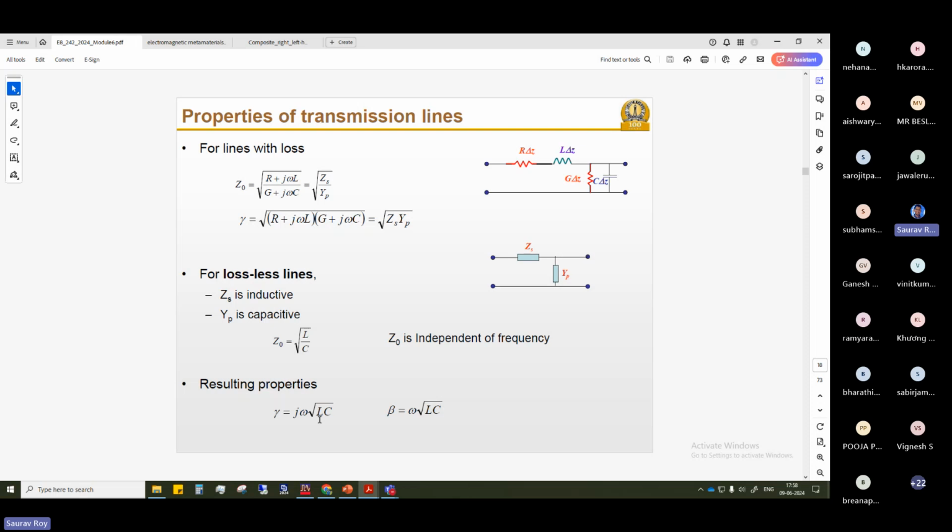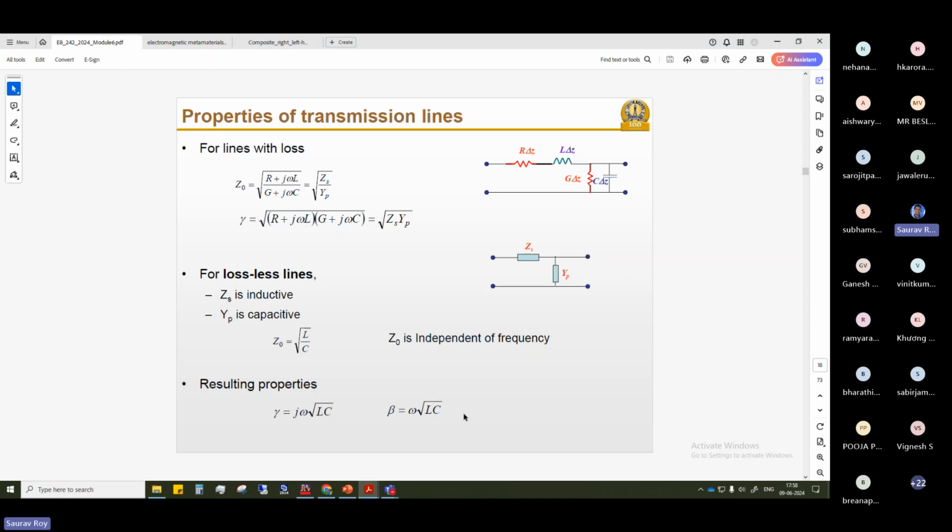So that is actually nothing but the phase term, right? The phase shift, beta, is omega square root LC. So this is the normal transmission line, or what we call the right-handed transmission line, where phase propagation and power propagation happen in the same direction. That's why it's a right-handed transmission line.